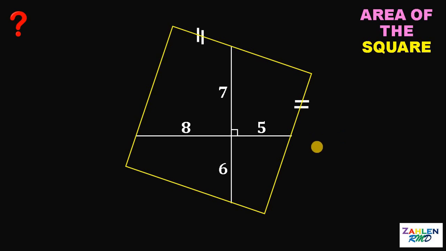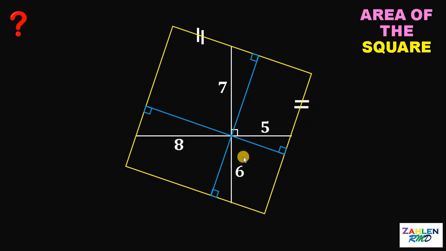To answer this question, let's insert two segments such that these two segments are perpendicular to the sides of the square. Now, notice that we created 4 right triangles right here, having hypotenuses of 5 units, 7 units, 8 units, and 6 units. Also, it is not hard to see that those 4 right triangles are similar to each other.